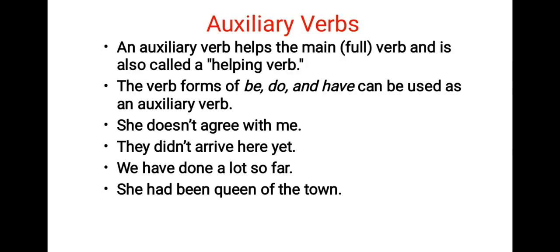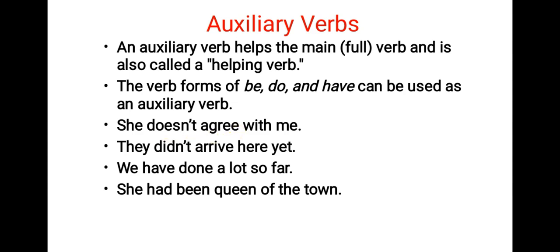Now auxiliary verbs. An auxiliary verb helps the main full verb and is also called a helping verb. The verb forms of be, do and have can be used as auxiliary verbs. For example, she does not agree with me. Here, agree is the main verb and does not is the helping verb.